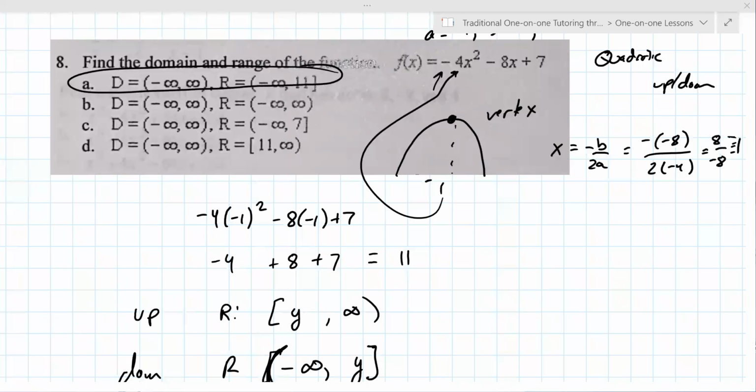Is it okay if we move on to 9? Is this clear enough? Yes. Okay.